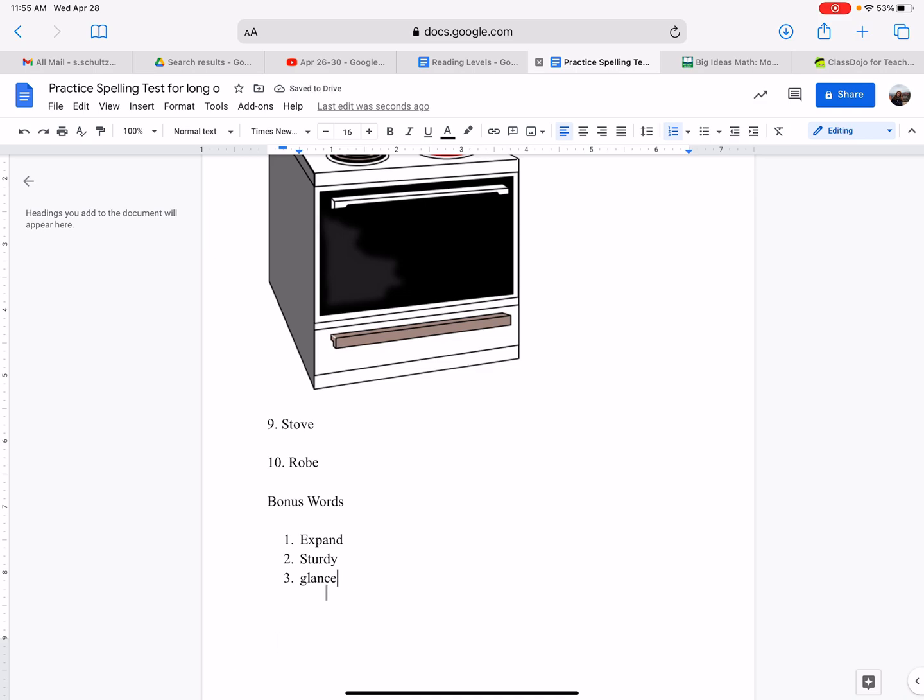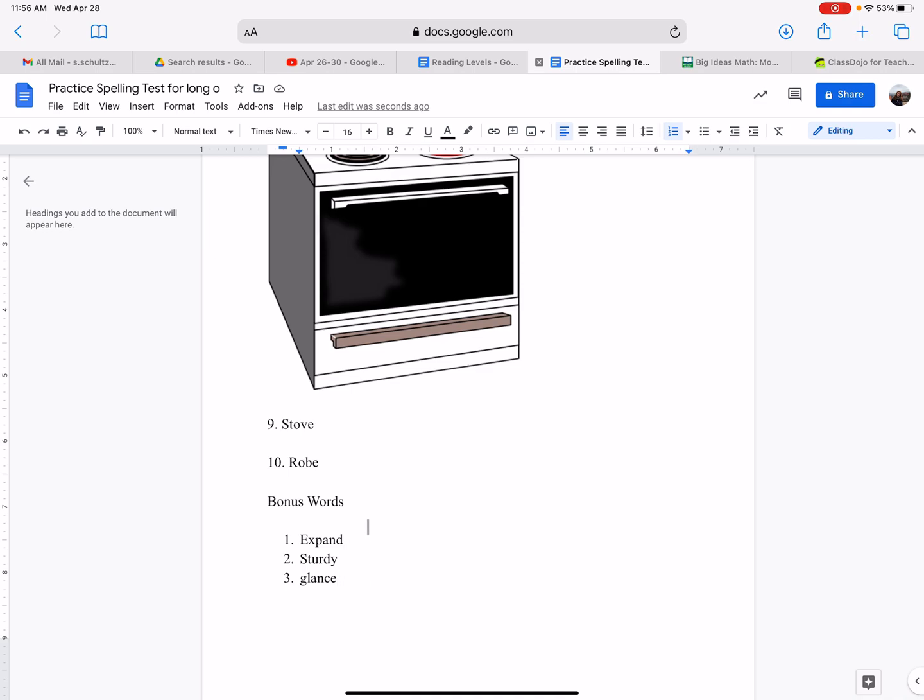Now the CE can be pretty confusing, because it doesn't sound like how a C normally would. But since the C is paired with an E, it kind of makes the S sound like a snake. So that's also tricky. So when you see CE together in a word, it kind of sounds like the letter S. Glance.